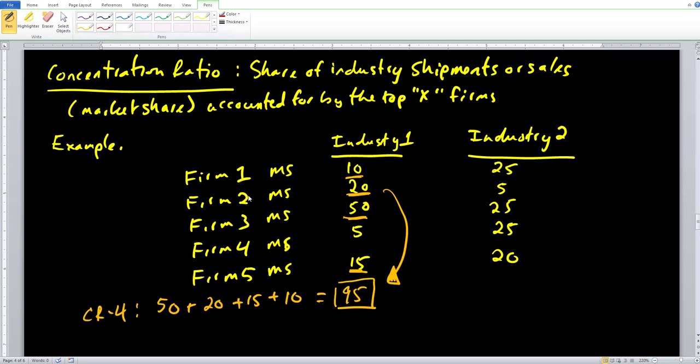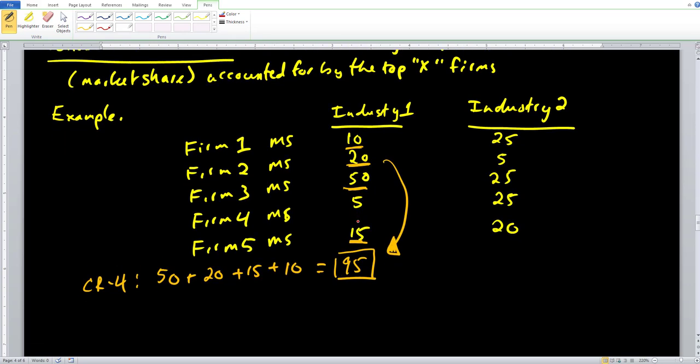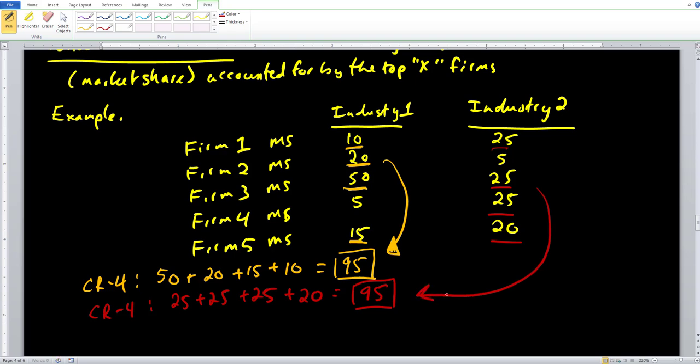We can do the same thing for industry number 2. Here, once again, we want to choose the largest numbers first. It's going to be 25, 25, 25, and then 20. So once again, don't just choose the first 4 numbers that you see; you do want to order them from highest to lowest. When we add these numbers up, we have 25 plus 25 plus 25, and then finally 20. And what do you know? We get the same number, 95. So in industry number 2, it gives us the exact same concentration ratio. The top 4 firms within this industry have 95% of the market share.